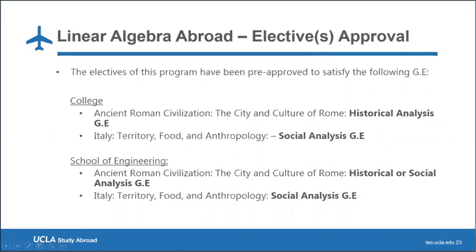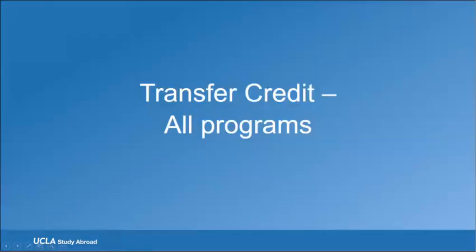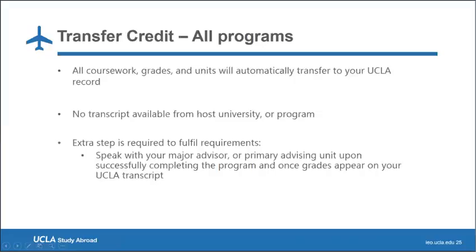One thing I do want to note about the transfer credit that's applicable to all programs, but it is very important. Like I mentioned earlier, all coursework, your grades, your units, they will automatically transfer to your UCLA record, and they will factor into your UCLA GPA. But one thing to note is that there is no transcript available from the host university or your program. And this is because everything is transferred into your UCLA record. So everything's converted into UC credit, which is why there is no transcript.